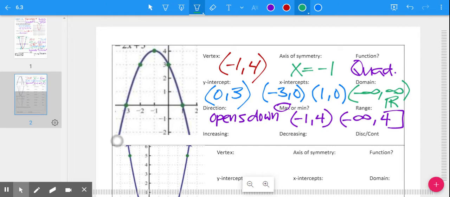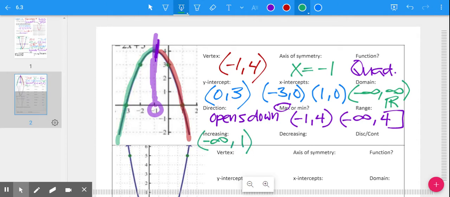So starting on the left side, this graph is increasing and it stops increasing right here. Once you reach that point, it starts decreasing. So the point where it stops increasing is at -1. So it's increasing from negative infinity to -1 because we had that arrow over there.